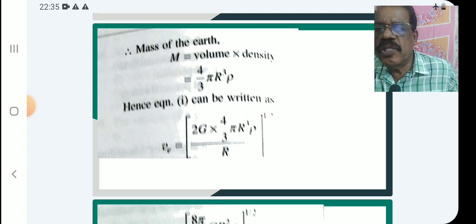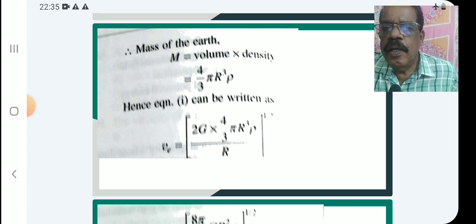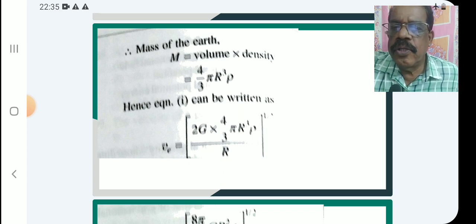Put the value in the above equation, that is v escape, we get (2G into 4 by 3 pi R cubed rho by capital R) the whole raised to 1 by 2. R will cancel, we get v escape is (8 pi by 3 G R square rho) raised to 1 by 2. All the quantities except rho we can take as constant. Then we get for earth escape velocity v escape proportional to root of rho.